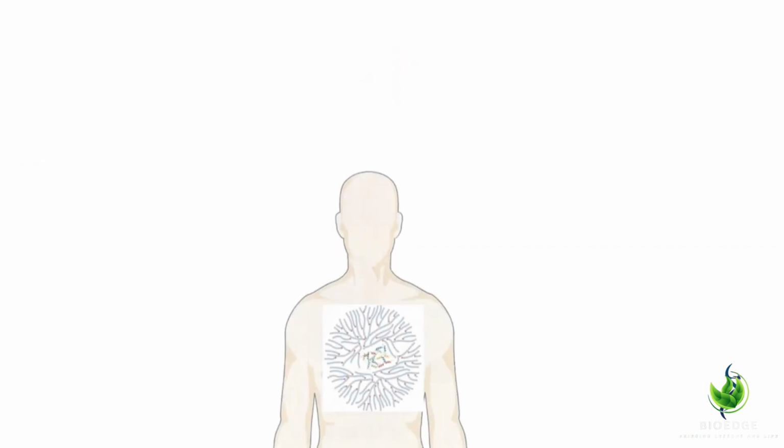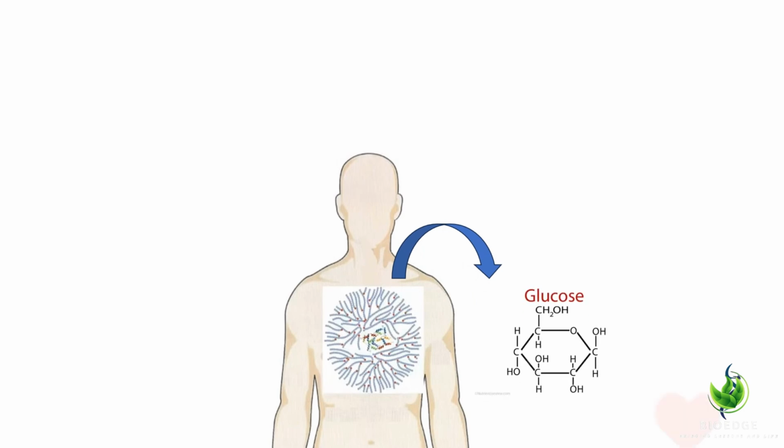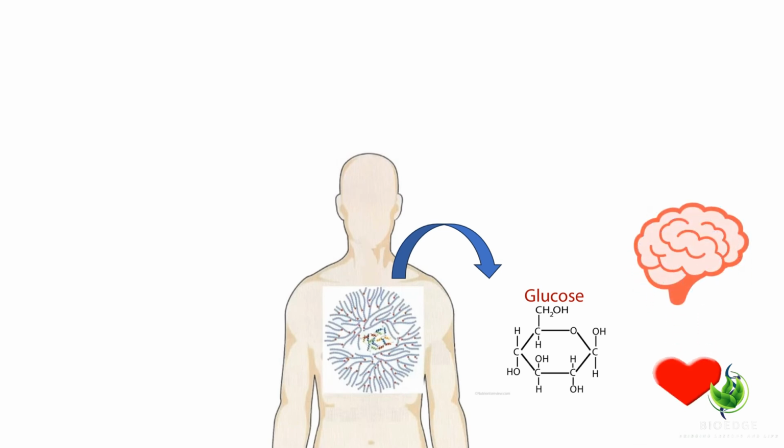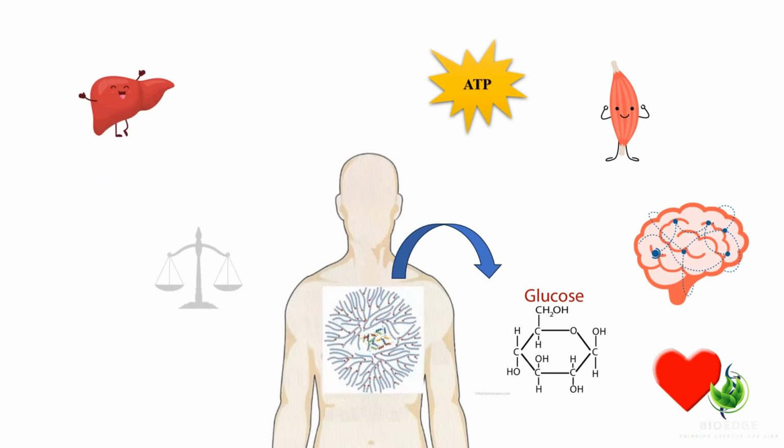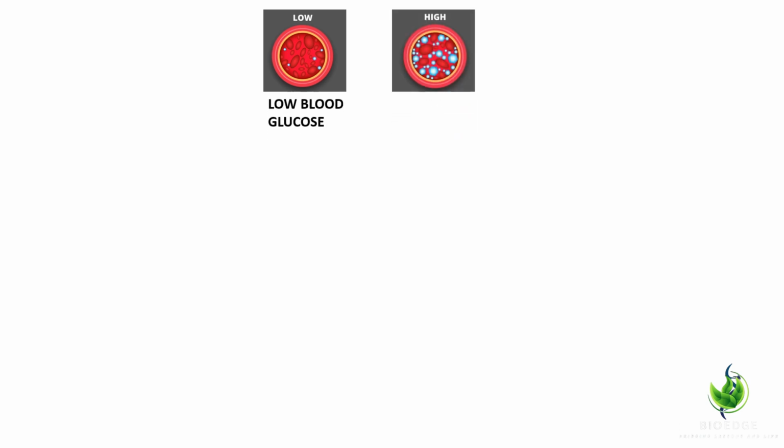Now, the cells that are going to change the glycogen to glucose have two different types of targets. The first type of target is to gain instant energy, for example, heart, muscle, and liver cells. So, if our blood is having low glucose, then the liver cells are going to convert the glycogen to glucose. Inside our blood, we have two different options. One is low blood glucose and the other one is high blood glucose.